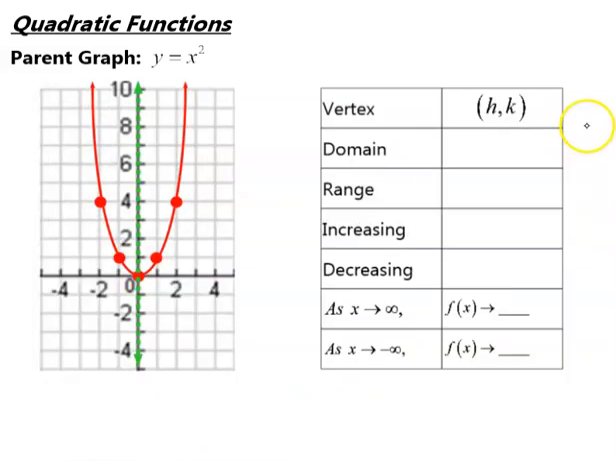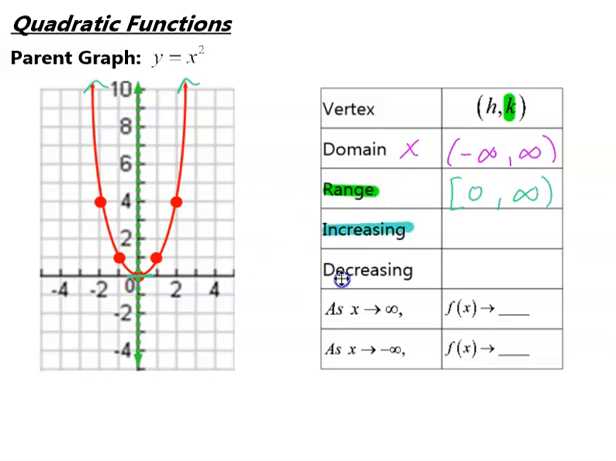Let's look at a few other specifics of our parent graph y equals x squared. The domain talks about our x values. So this U, or the parabola, is going to open to the left and to the right forever. So our domain is going to be negative to positive infinity. Now our range, the number that's going to help us out for our range is actually the y-coordinate of our vertex. When we look at our range, our lowest y value is 0, and it's going to go up forever into our positive values. So our range is 0 to positive infinity.